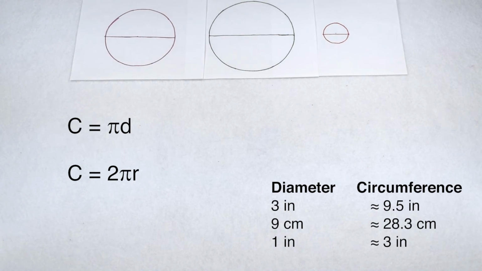So no matter what circle we have, the relationship is always the same. The circumference is about 3 times larger than a circle's diameter.